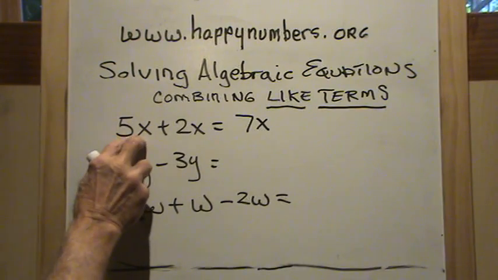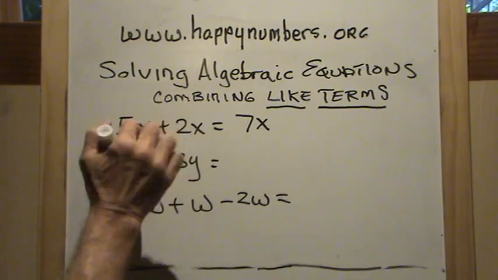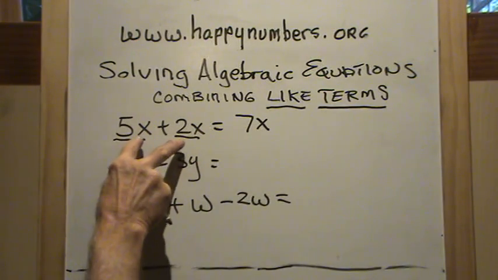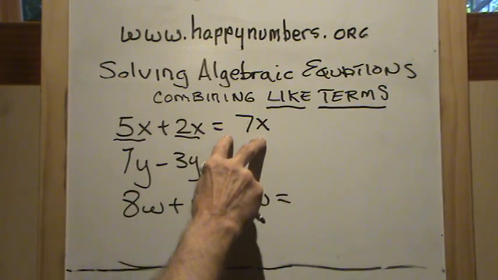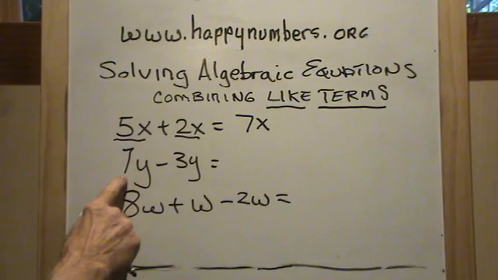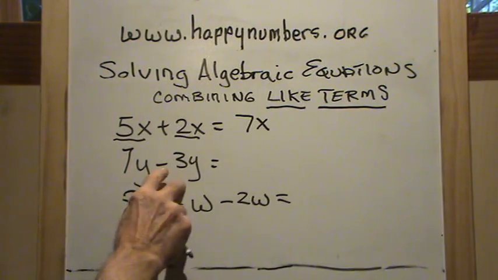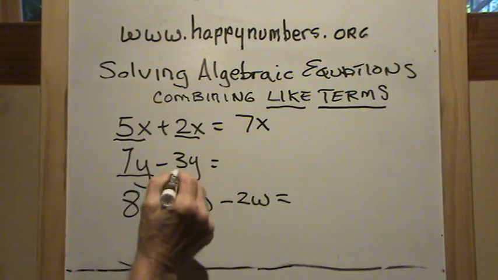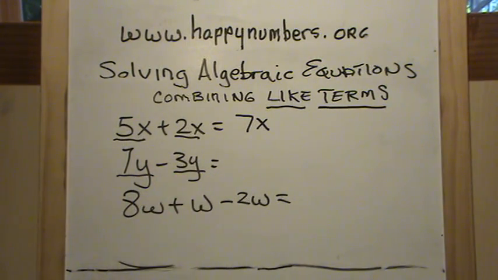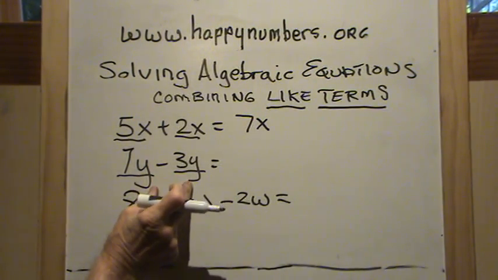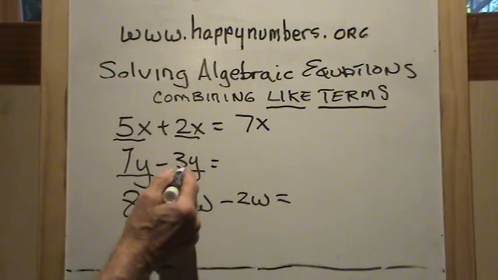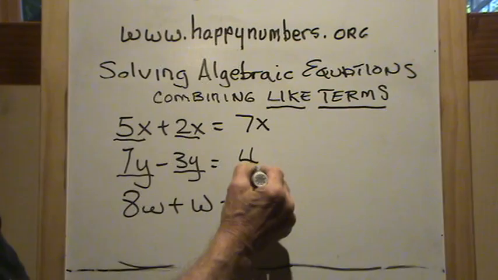Well, here we have 5x and 2x. This is a term, this is a term. Both of them are like terms, so we can combine them. Here I have 7y minus 3y. Well, this is a term, 7y, 3y is a term, and they're similar because they have y's in them, so we can combine these. 7y minus 3y would give me 4y.